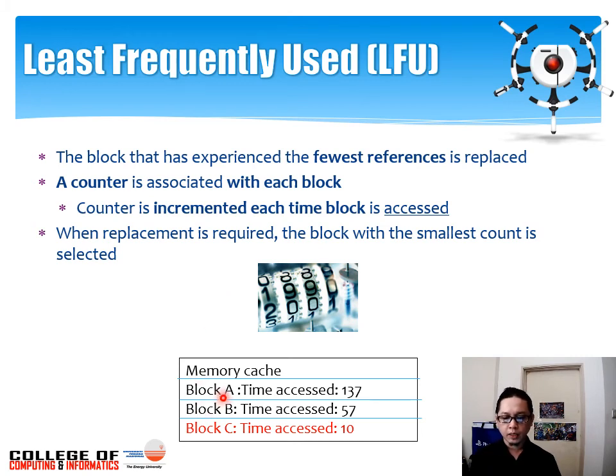For example, block A is accessed 137 times, block B is accessed 57 times, and for block C, perhaps the number of accesses is only 10. Based on that comparison, block C can be replaced and the new block can occupy that memory cache location. So we have a counter, we see which block has been referenced the most, and the block that has the least references will need to give way to the new block that will be using the cache memory.